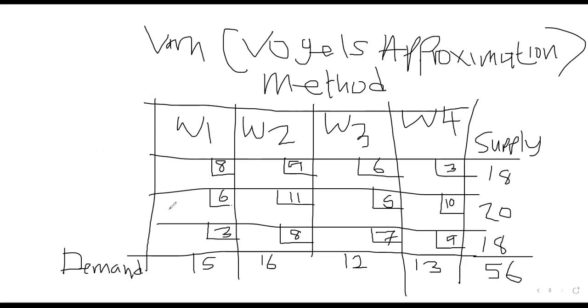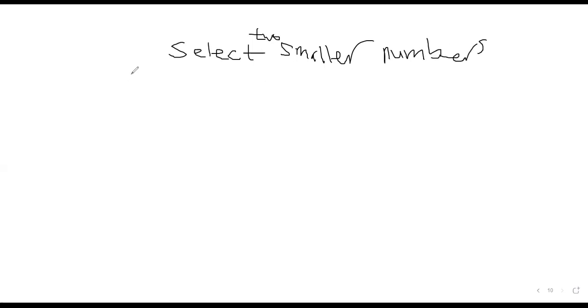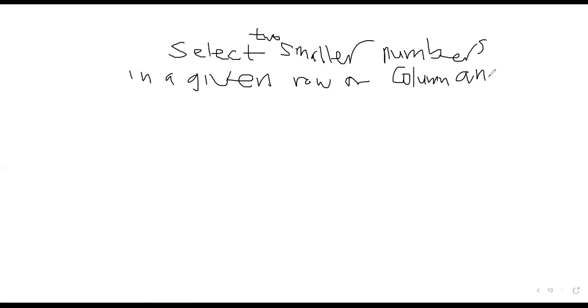So VAM uses penalties. So here, to get the penalty, you select the two smaller numbers in a given row or column and subtract them.